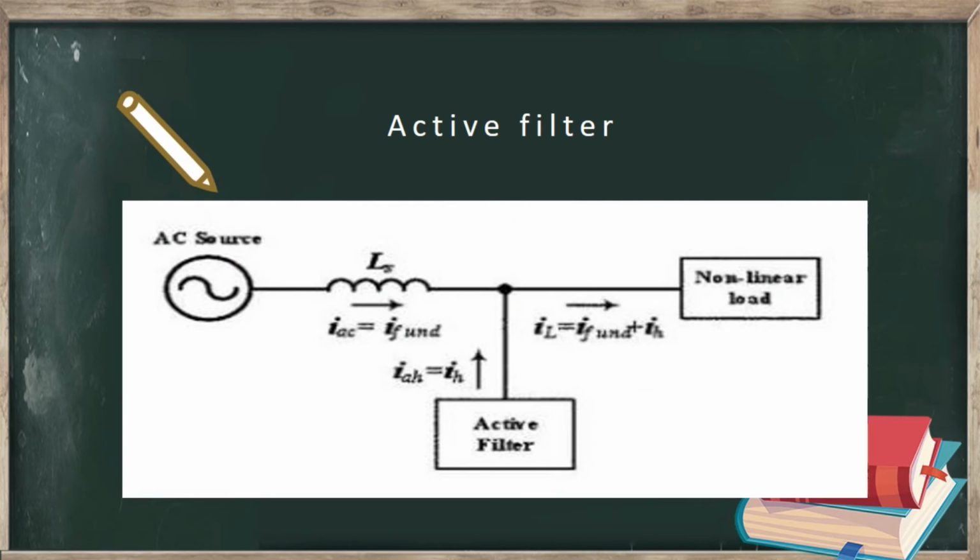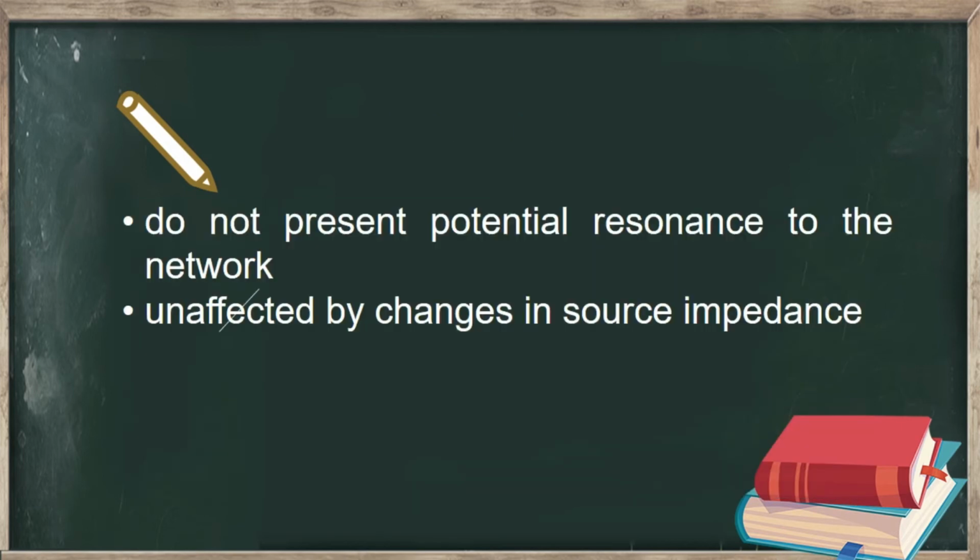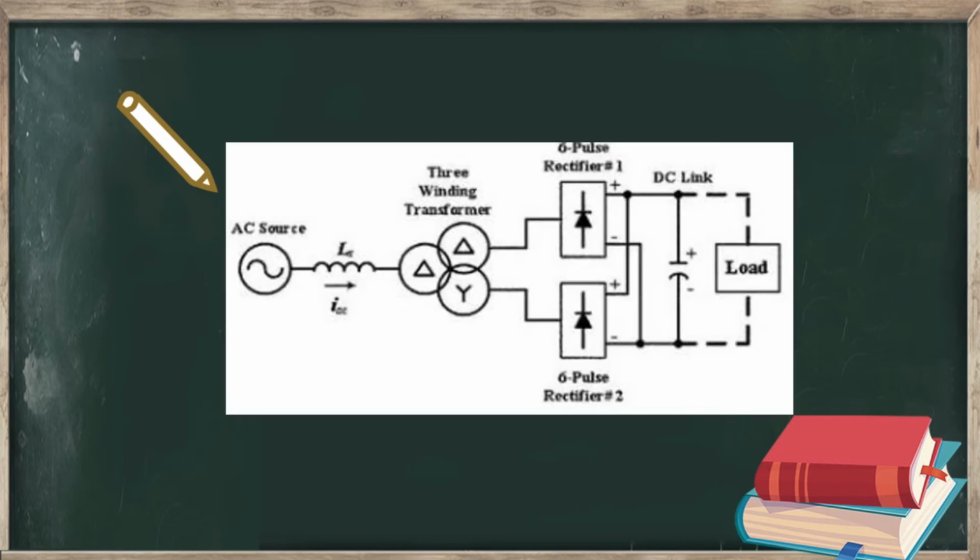The next one is the LT filter. The LT filter is also the same as the passive filter, but it does not present potential resonance to the network. It is also unaffected by changes in source impedance.